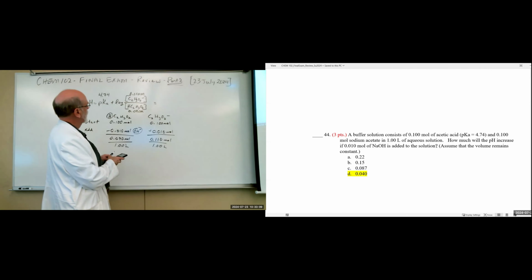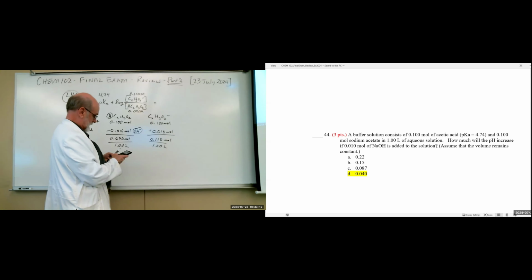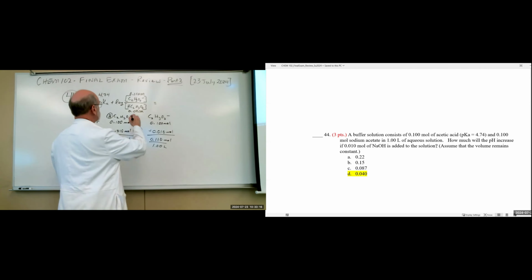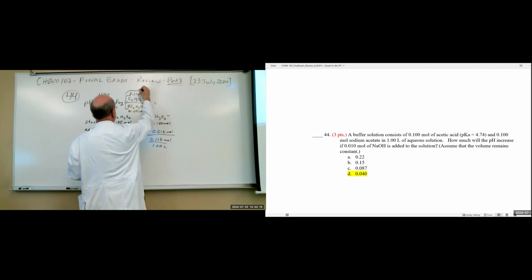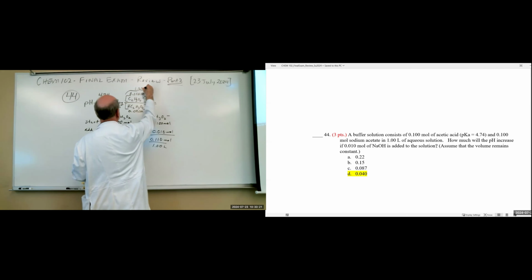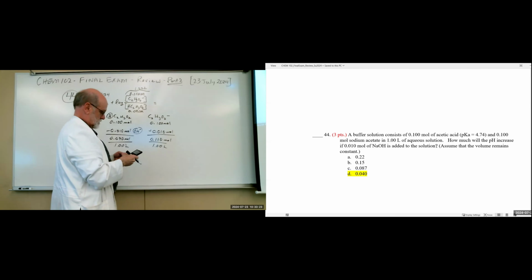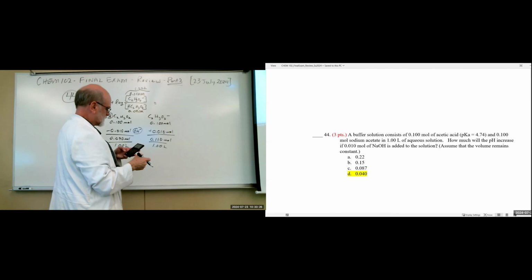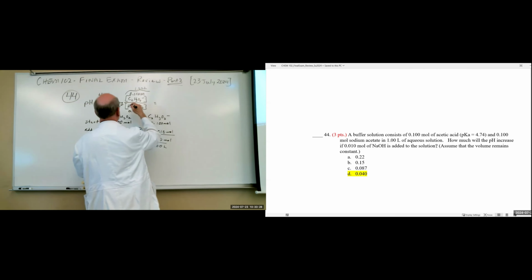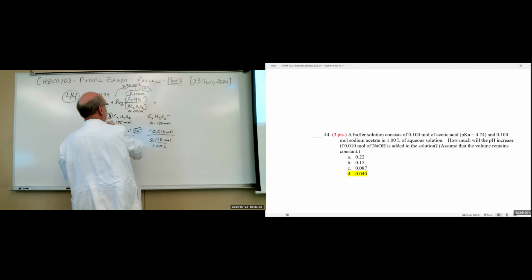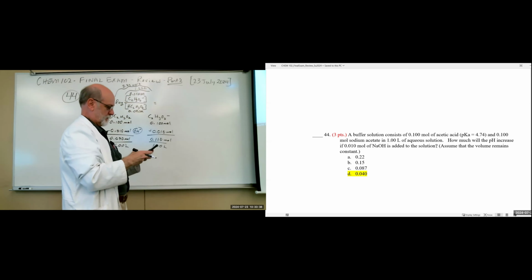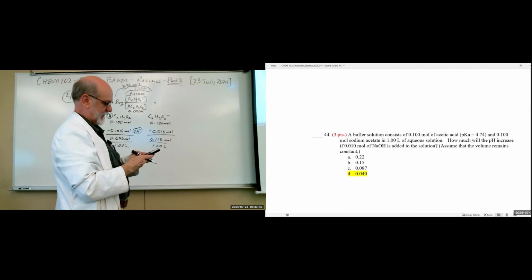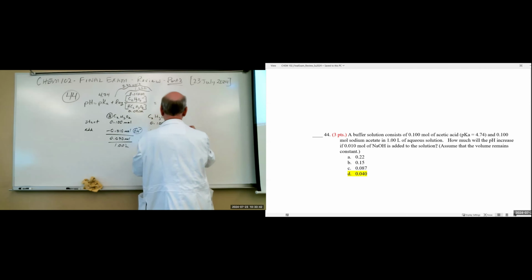0.110 and 0.090 divided, so that is 1.222. Take the log of it, which is 8.72 times 10 to the minus 2, and add that to 4.74. Which is 4.83.